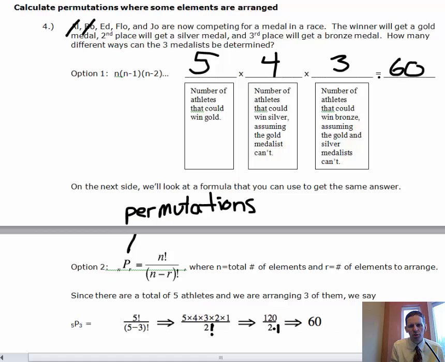On your worksheet, see if you can solve the next few problems. That would be problems 5, 6, and 7, and we'll take a look at those in just a moment.